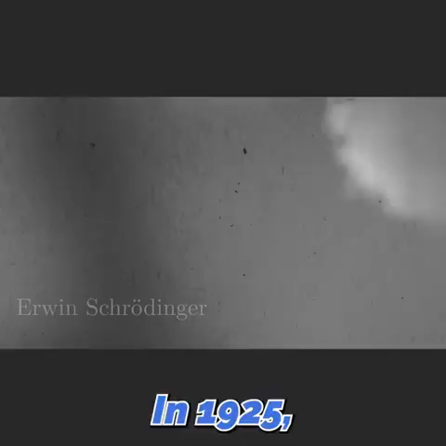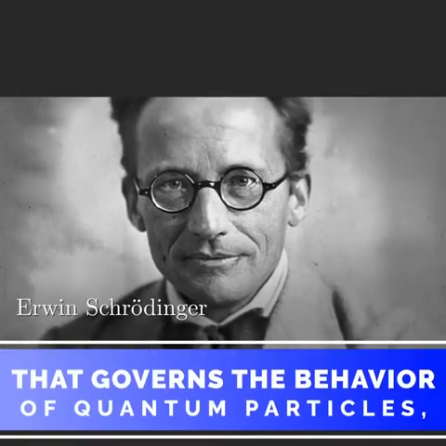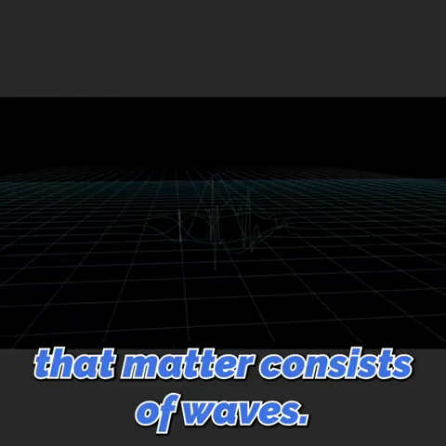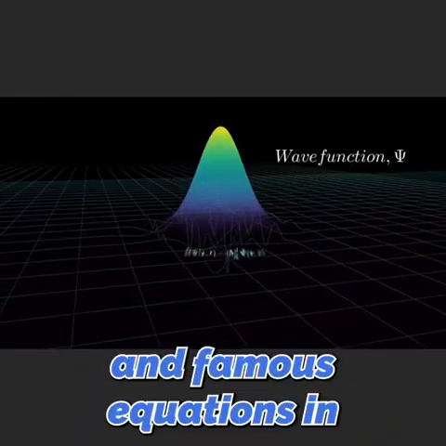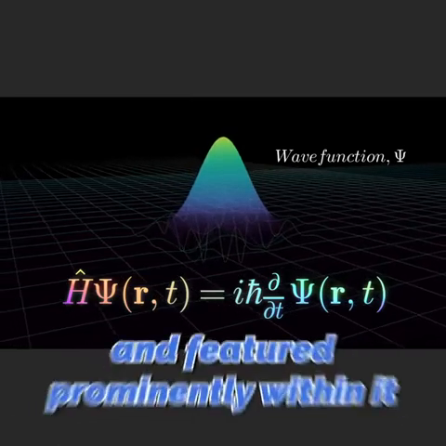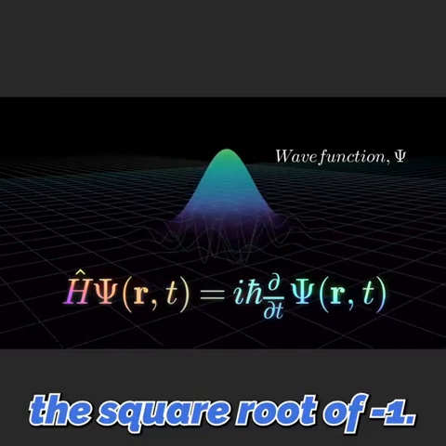In 1925, Erwin Schrödinger is searching for a wave equation that governs the behavior of quantum particles, building on de Broglie's insight that matter consists of waves. He comes up with one of the most important and famous equations in all of physics, the Schrödinger equation, and featured prominently within it is i, the square root of -1.